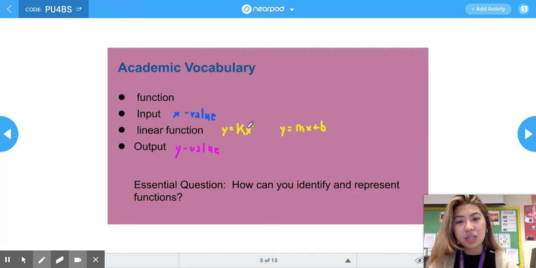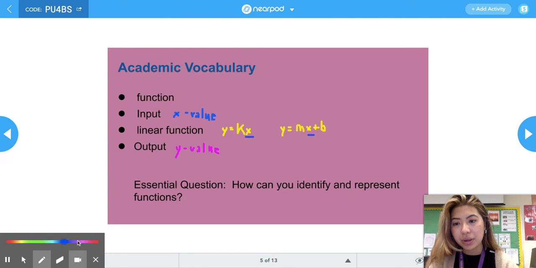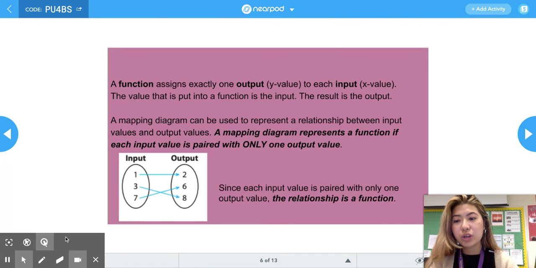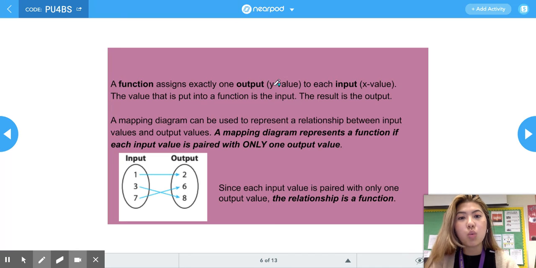And as you can see for these two equations, there's an input, which is the x value, as well as an output. Another way to remember the input is that's the value that you're putting into the equation, and then the output is what you're getting out of the equation after you solve for it. To go into more detail, a function assigns exactly one output, one y value, to each input, each x value. The value that is put into a function is the input, and the result is the output.